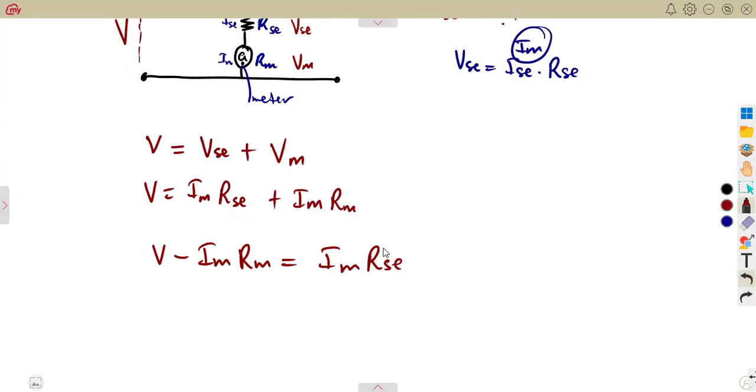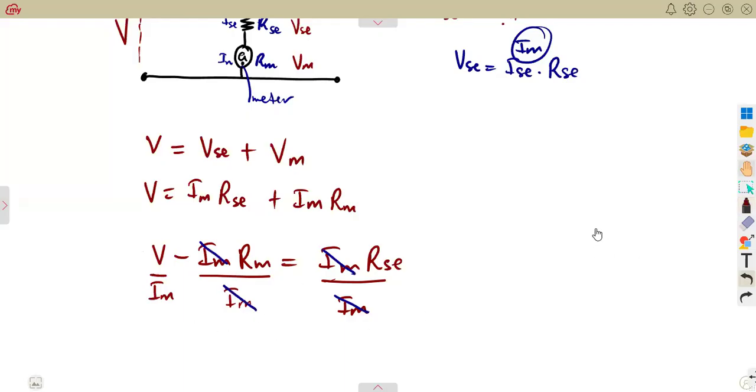So we need the series resistance, so we're going to divide by Im. You can divide everything by Im like this, it's up to you, or you can divide every term separately. Here you divide by Im, here you divide by Im. If you do it this way, this will cancel, and also here, because we have got Im, it will cancel.